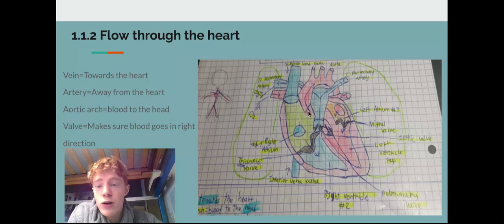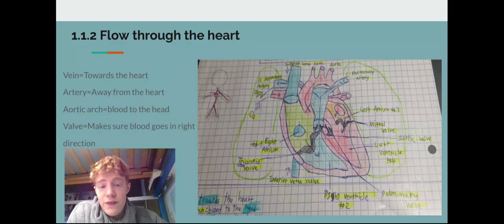Then the aortic arch is this right here. This is an arch of the aorta. Well, yeah, the aorta is the biggest artery. And the aortic arch brings blood to the head.